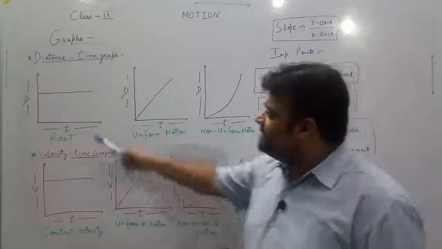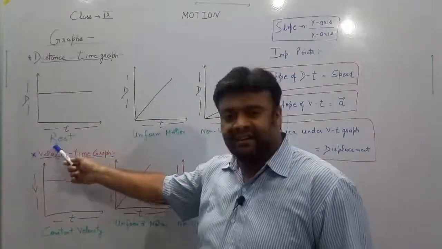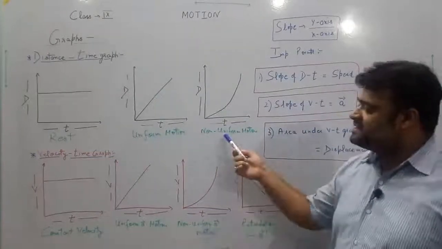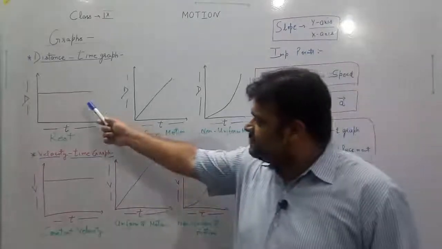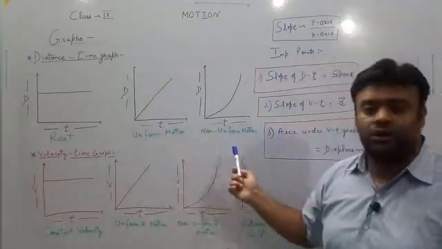So there are three conditions for the distance time graph: when the object is at rest, when the object is in uniform motion, and when the object is in non-uniform motion. So questions can be asked directly to draw a graph for rest, uniform motion or non-uniform motion.